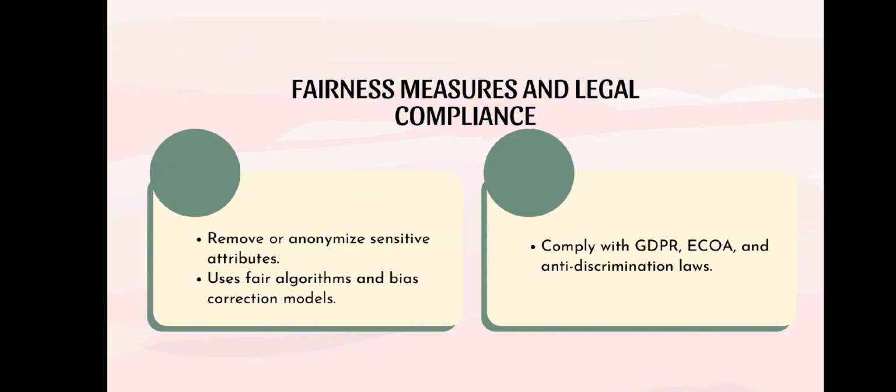Comply with GDPR, ECOA, and anti-discrimination law. GDPR, General Data Protection Regulation, protects personal data and privacy in the EU, including rules against automated decision-making that significantly affects individuals. ECOA, Equal Credit Opportunity Act, prohibits discrimination based on race, color, religion, national origin, sex, marital status, or age in the U.S. Anti-discrimination laws: various national and local laws forbid unfair treatment in areas like employment, housing, and lending.